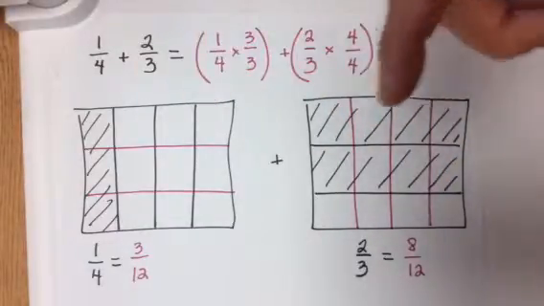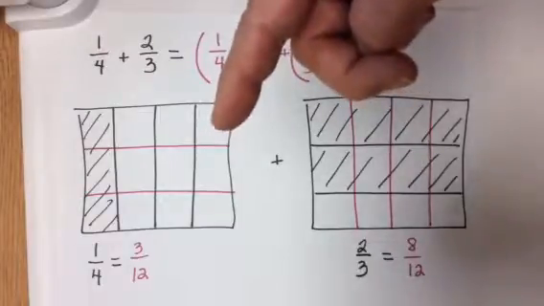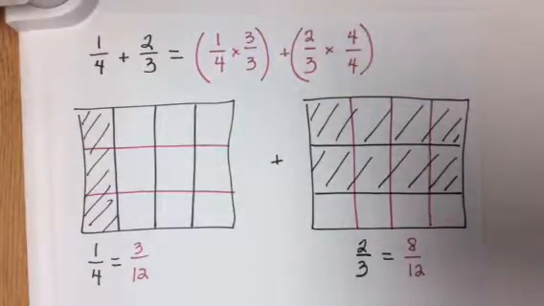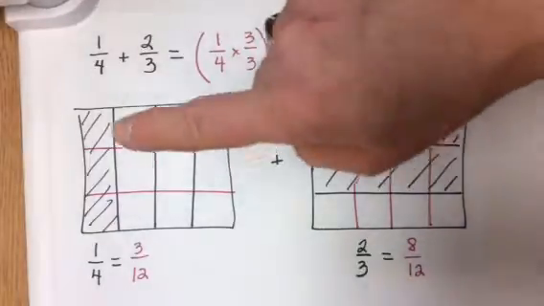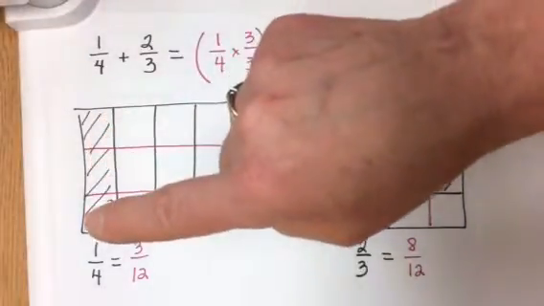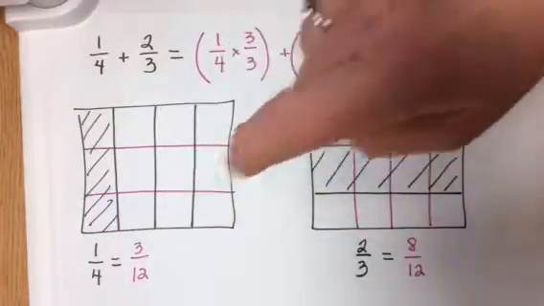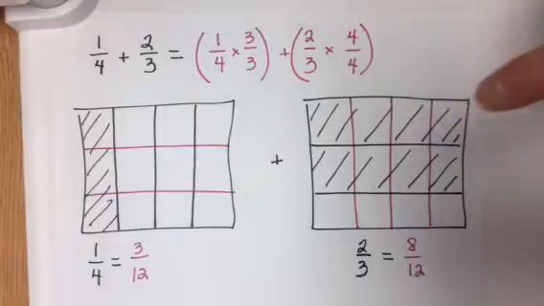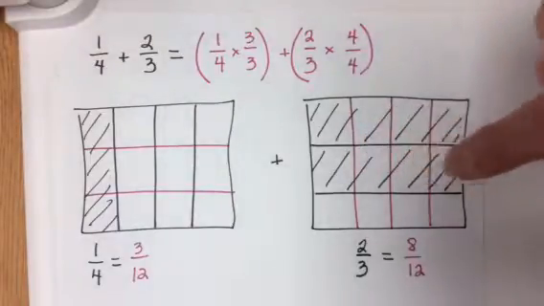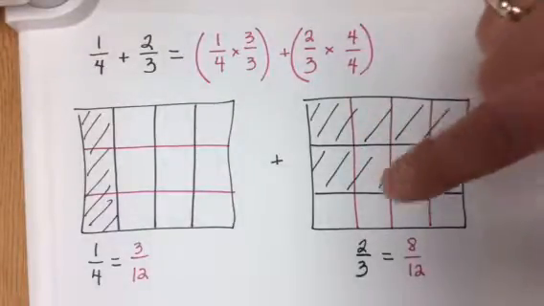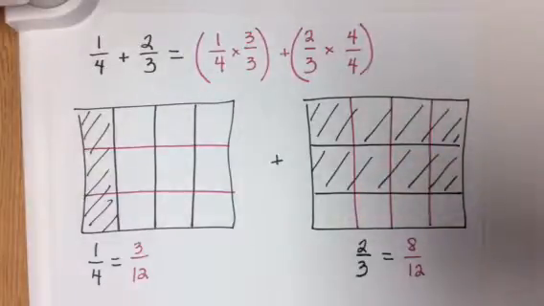In this case, my two fraction rectangles are broken both into 12 parts, so my common denominator is 12ths. When I count, I have 1, 2, 3/12 colored in, so 1/4 is equal to 3/12. I have 1, 2, 3, 4, 5, 6, 7, 8/12 colored in, so 2/3 is equal to 8/12.